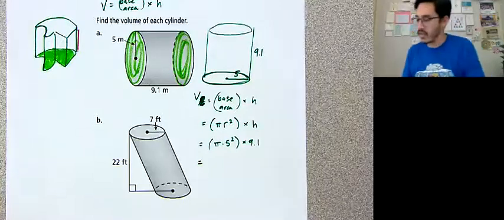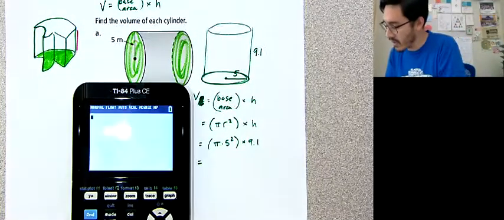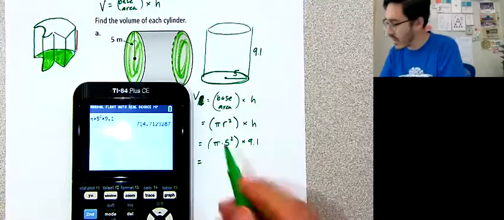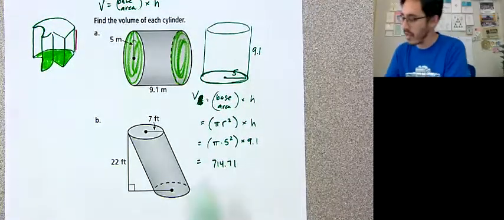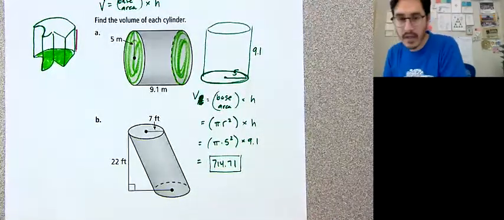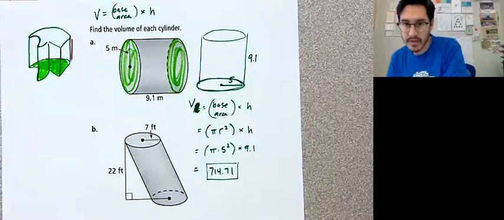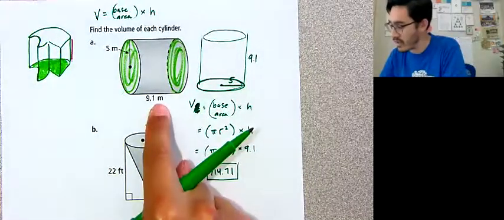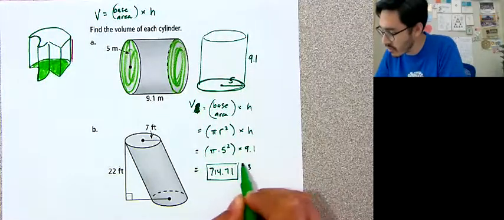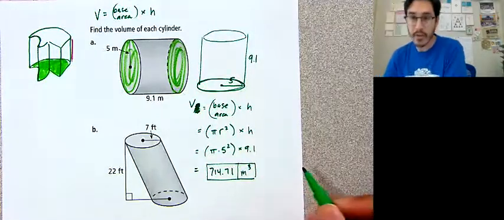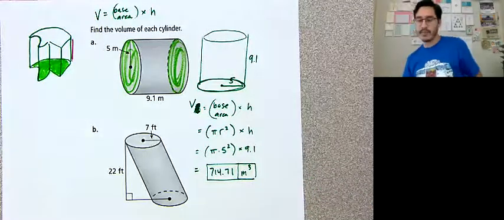And you can just type this into your calculator. Pi times 5 squared times 9.1. And you would get 714.71. I'm going to round that answer to the tenth place. And our units are going to be, let's see, meters for linear units, so meters cubed for volumetric units.